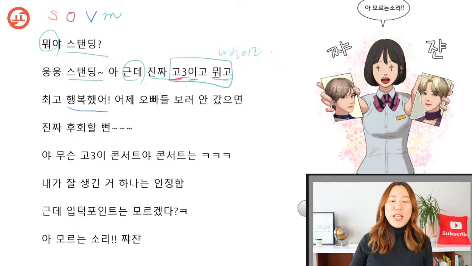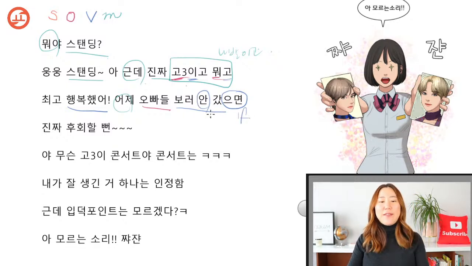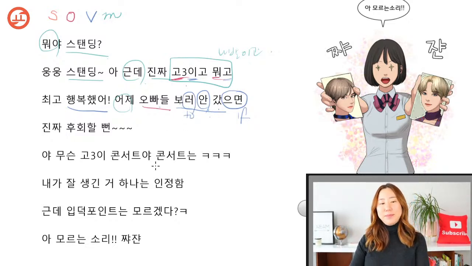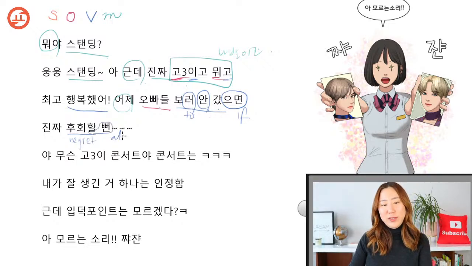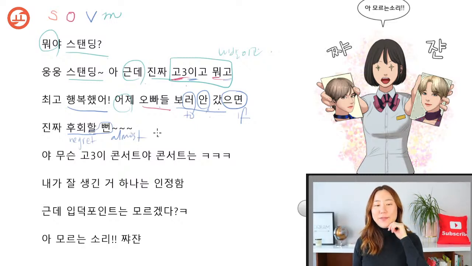Okay? 어제, yesterday, 오빠들, boys, 보러 안 갔으면. So, 으면, if I didn't. Negation, if I didn't go to see them. 진짜 후회할 뻔. 후회하다, regret. And then this one, almost. I almost regret it. Really. If I didn't go see them.